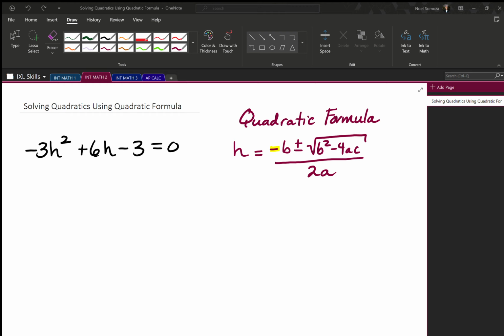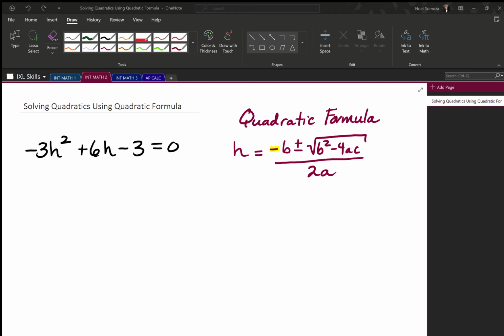Alright, so we're looking at another example of how to use the quadratic formula to solve for quadratics. Now, if you notice, the only difference here is that we're given a quadratic equation with the variable h instead of the variable x. No big deal. Same quadratic formula. The only difference is that my answer will be h equals instead of x equals.